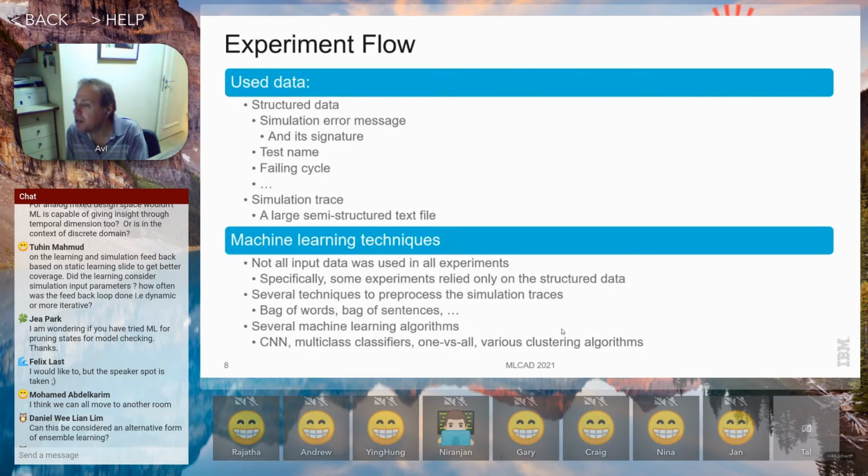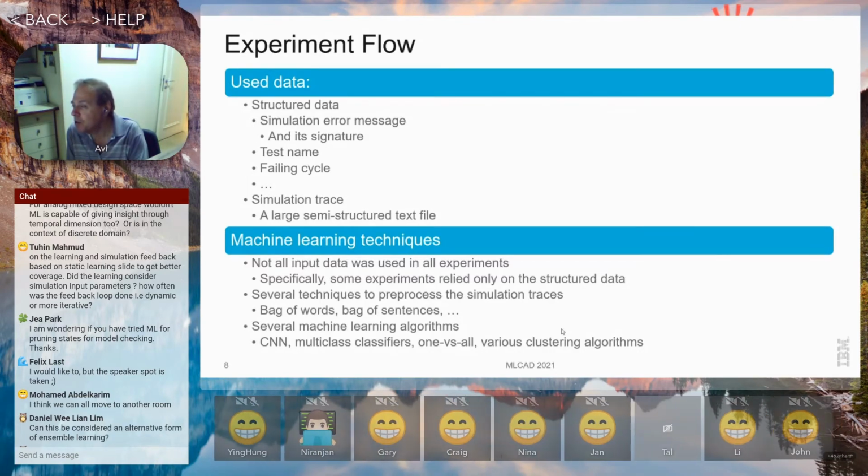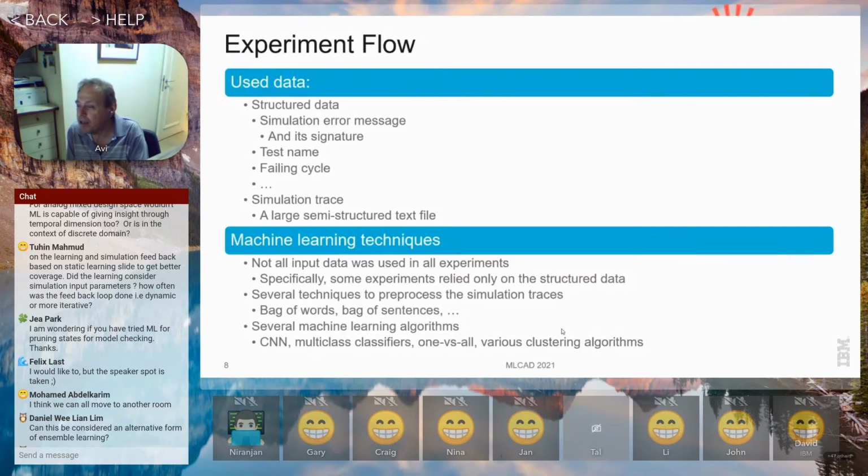We used several techniques to process the simulation trace, like bag of words, bag of sentences, and many other, I would say, standard text processing techniques. And we used several machine learning algorithms like neural networks, multi-class classifiers, several clustering algorithms, and so on. And I'm not going to go into details.